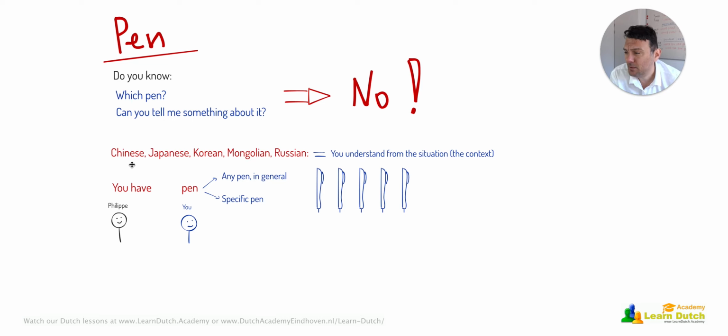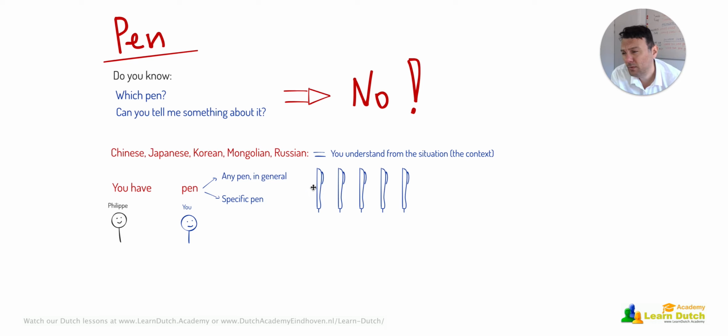There are some languages like Chinese, Japanese, Korean, Mongolian and Russian. So I would say something like this: I have pen. Do you speak English? Yes, of course you do. What are we missing then? And what does pen mean? Pen could be a specific one, like maybe this one, or any pen, or yours, or mine, or a pen in general.